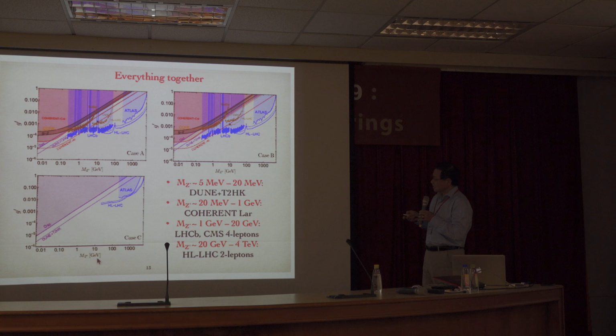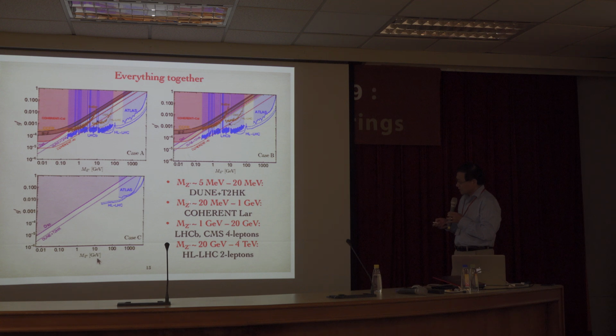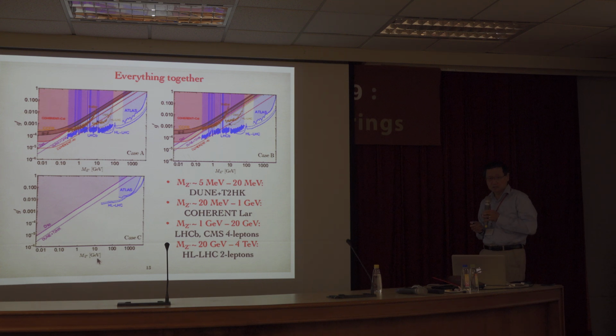To make a summary, just basically repeat: if the mass is around the MeV range, 20 MeV and below, the neutrino oscillation experiments will be most sensitive. Future DUNE and T2HK, Tokai to Hyper-Kamiokande, will be the dominant ones. But if you go heavier, then the oscillation will not be as sensitive as COHERENT. COHERENT is the one I mentioned at the Oak Ridge neutron source. And then if you go to the GeV region, the collider takes over.